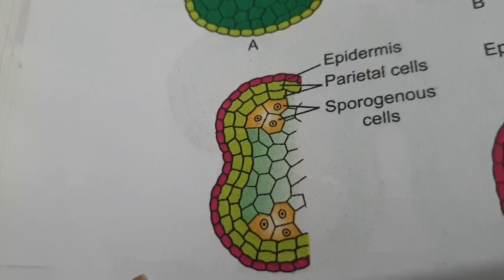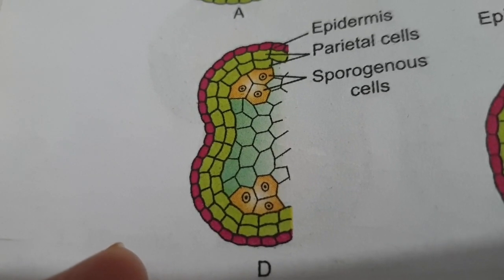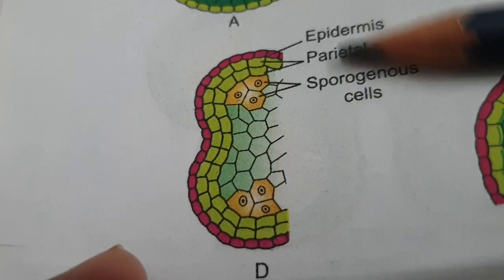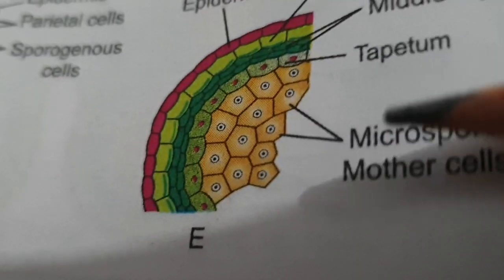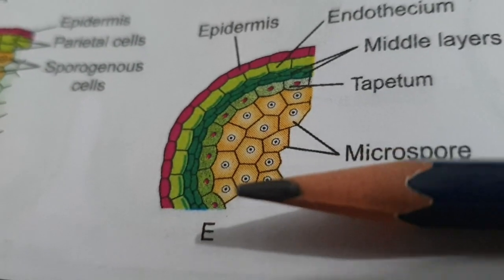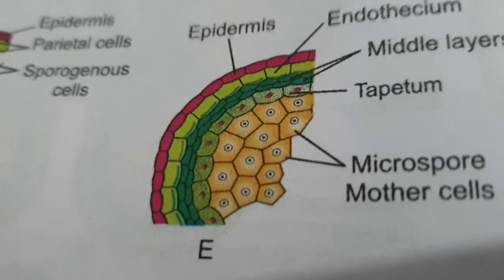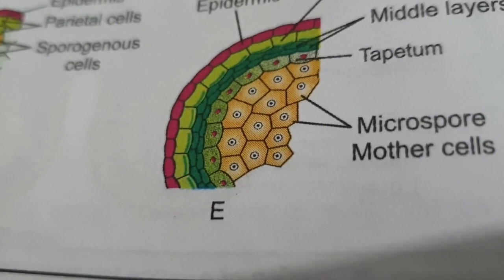That means the primary parietal cell starts undergoing division, and the sporogenous cells are also undergoing division. So you can see 3 cells here. Here also, that means in 4 corners, 4 cells will consecutively start forming. Next, if we look in detail, what happened next? The primary parietal cell undergoes repeated anticlinal and periclinal division.